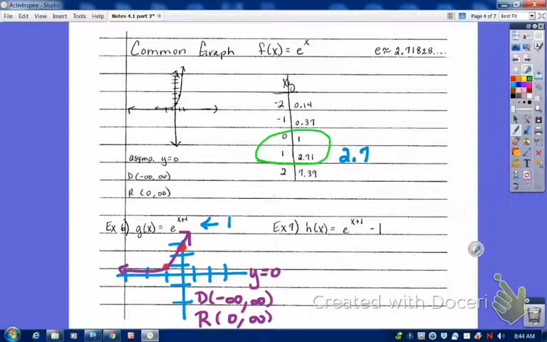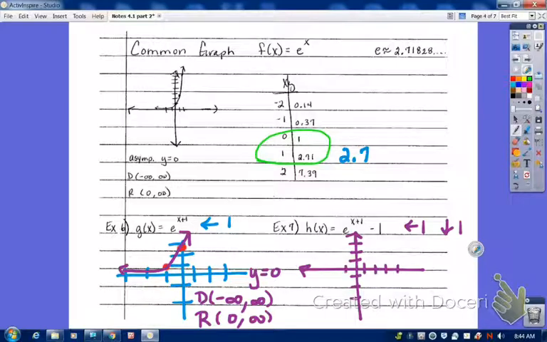There's 2 transformations in example 7. The x plus 1 is telling you to move to the left 1. The minus 1 on the outside is telling you to go down 1. Anytime you move up or down, you are moving the horizontal asymptote.